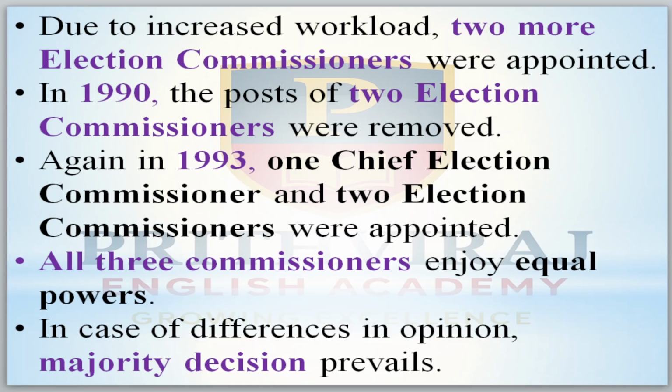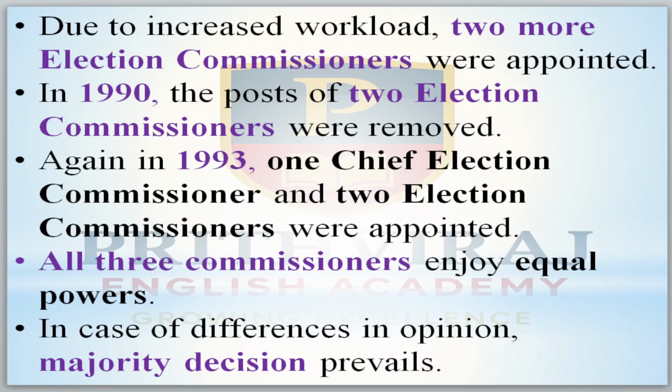But the very next year, by 1990, those two posts were going to be removed. Then again in 1993, along with the one Chief Election Commissioner, those two election commissioners were appointed. From 1993 till now, it is the same. One Chief Election Commissioner and two election commissioners will be there for the Indian Election Commission.